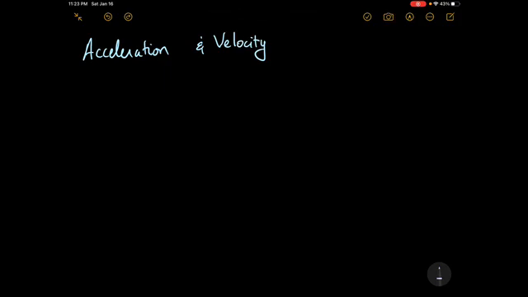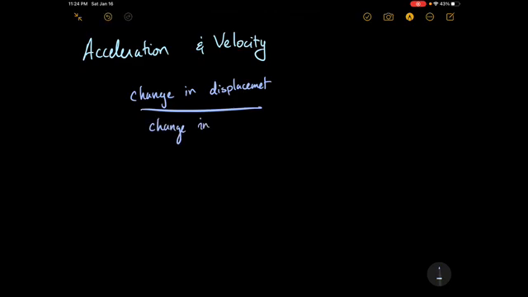In this video, we're going to be talking about acceleration and velocity. Let's start off with velocity actually before we go into acceleration. So velocity just refers to the change in displacement over the change in time. All in all, how far have you gone over this much time?